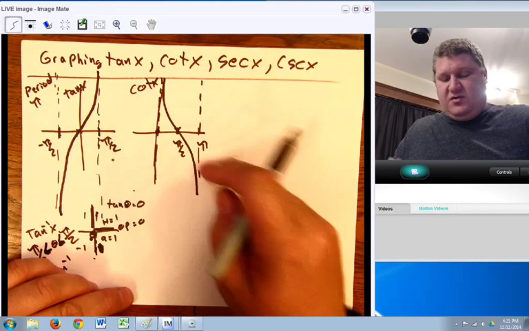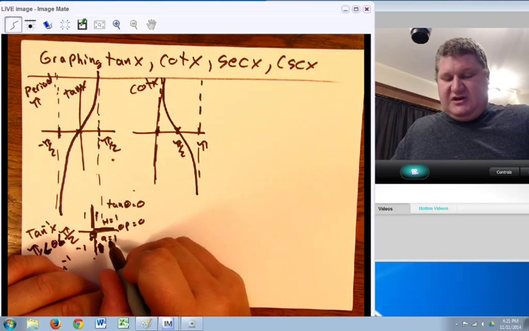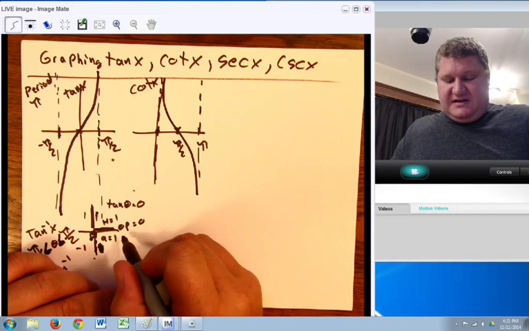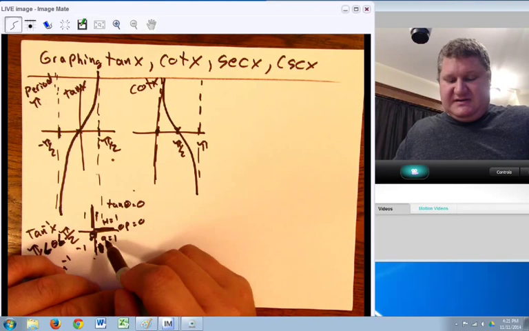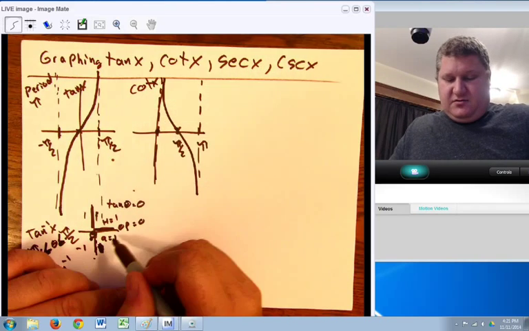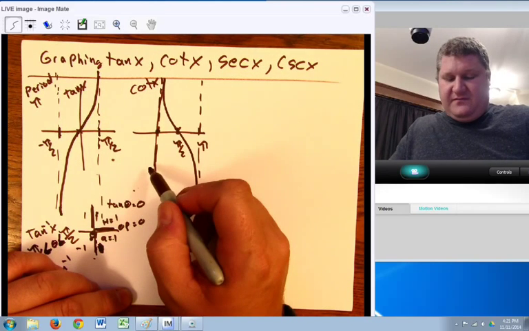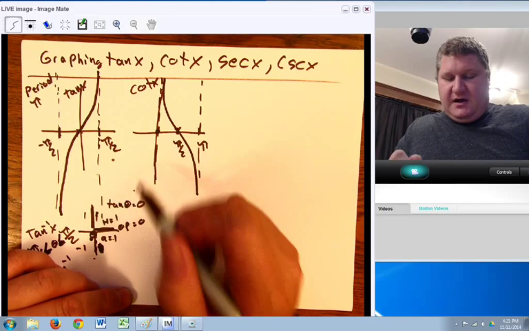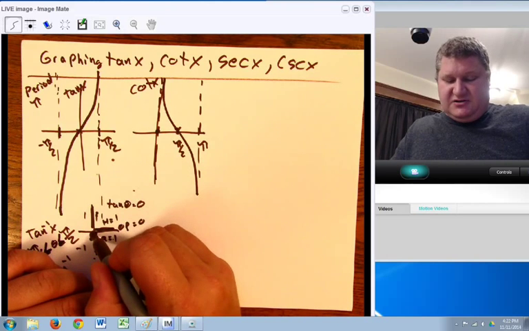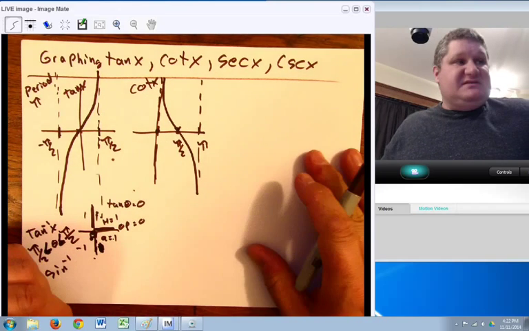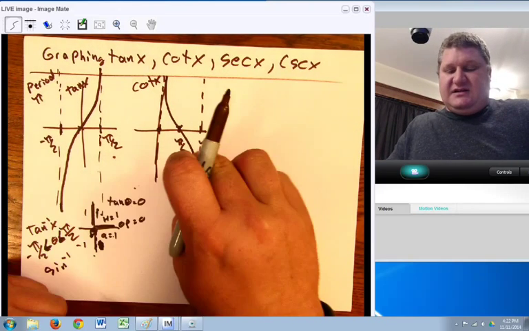Cotangent, we go the other way. Well, that would be adjacent over opposite. Adjacent over opposite makes sense if we're going to come up at 0. At 0 degrees, adjacent over opposite is 1 over 0, so it's going to be undefined. However, when you come around to 90, adjacent over opposite, 0 over 1, so it's 0. So it makes quite a bit of sense. Now, that's tangent, that's cotangent.